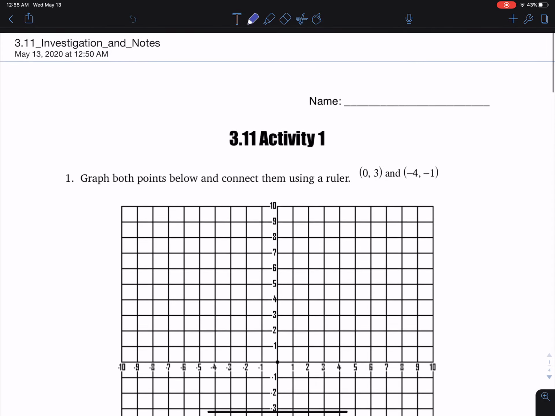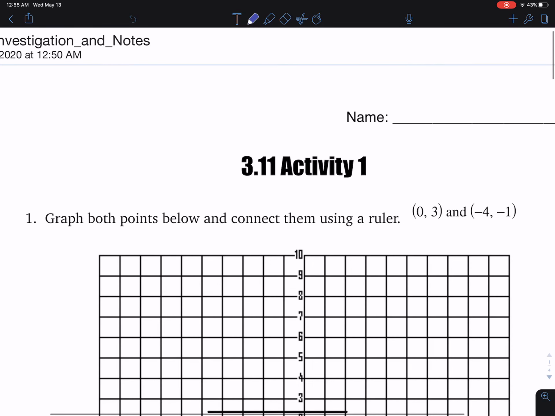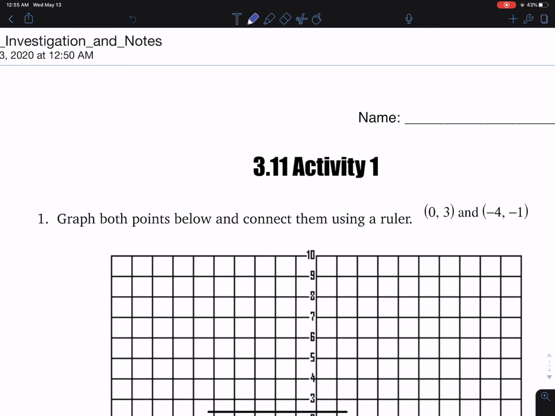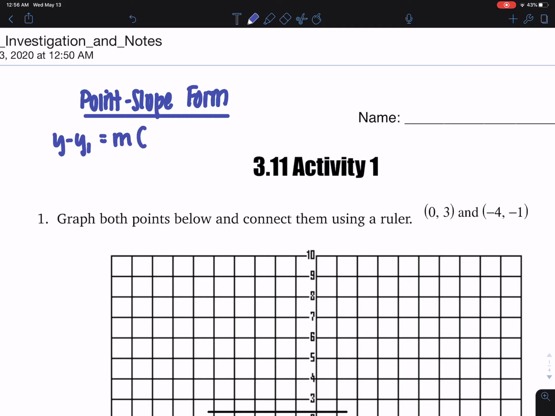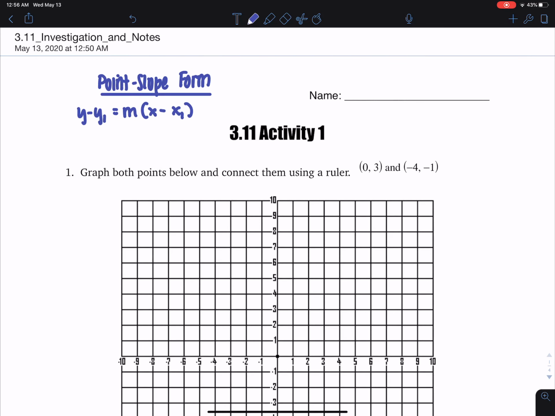Okay, so now you've learned how to write a linear equation algebraically using either method. So we have point slope form. That was the first method that we used from 3.10 day 1: y minus y1 equals m times x minus x1. And then getting it into slope-intercept form. Or day 2 we did slope-intercept form.